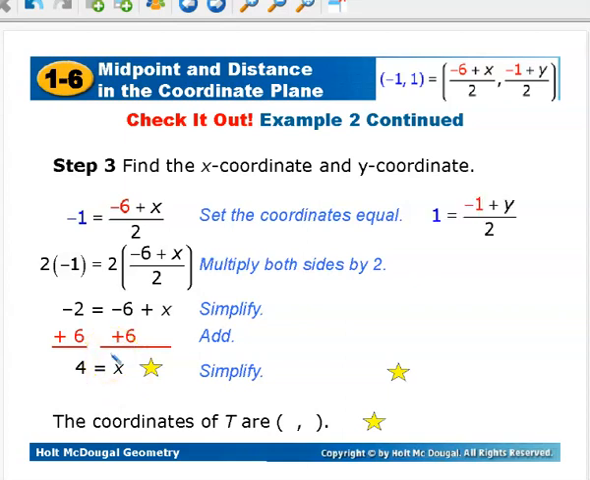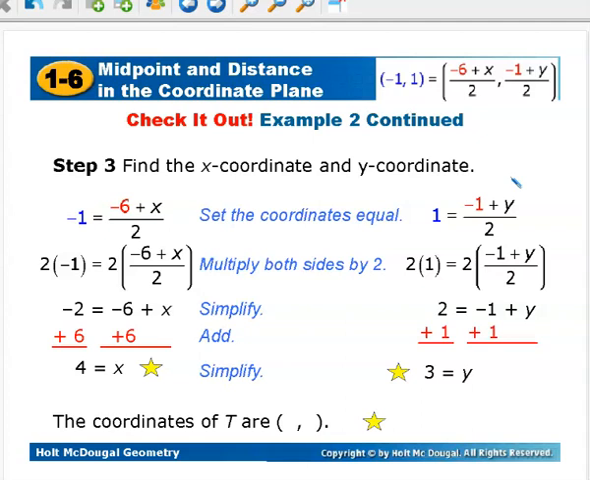Okay, let's do the y portion. Same thing. This is the calculation for the average of my endpoints. This is the y coordinate of T. And again, it's just solving the equation, so I'll multiply both sides by 2. We get our one-step equation to solve, and we find out that the y coordinate of endpoint T is 3, and now I have all the information I need for the coordinates of point T.